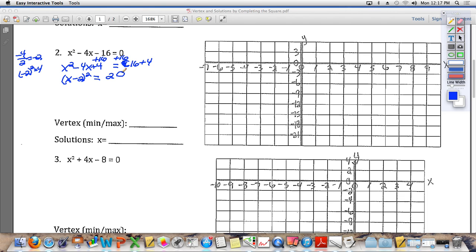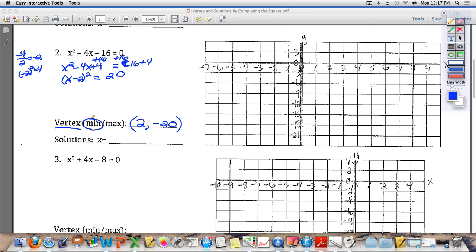Now, I ask you for the vertex. Right now you should be able to tell me the vertex. What is it? Positive 2 and negative 20. Very nice. The opposite of how the numbers show up in the equation. And then your job is to take it a step further and solve for x. By the way, it's asking you to say whether it's a maximum or a minimum point. All of them on this paper are minimums. So you can go ahead and circle those.